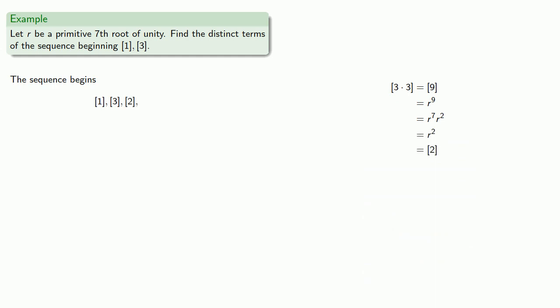Or bracket 2. Our next term will be bracket 3 times 2, or 6. Bracket 3 times 6, that's 18, which simplifies to bracket 4. The next term is bracket 3 times 4, that's bracket 12, which simplifies. The next term is bracket 3 times 5, which gives us bracket 1 and takes us back to our starting point. And what this means is that since we're going to form the next one by multiplying by 3, that'll be bracket 3, and our sequence is just going to repeat after that.